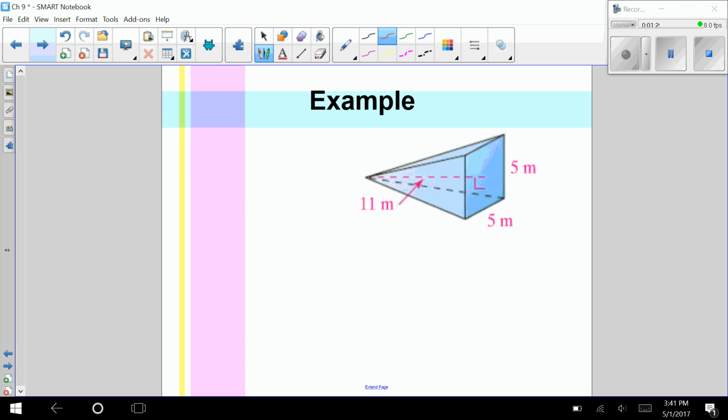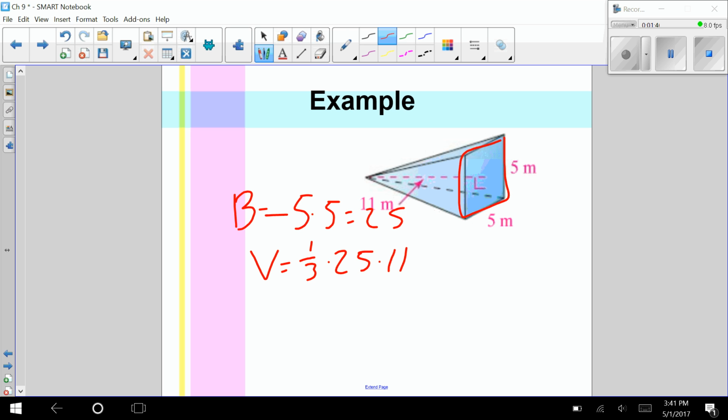Now try this one. It's even easier because it gives you the height. All right, the base for this one is still a square. To find the area of that square, it is 5 times 5, or 25. Our volume would be 1/3 times 25 times our height of 11. Round to 2 decimal places, so 91.67 cubic meters.